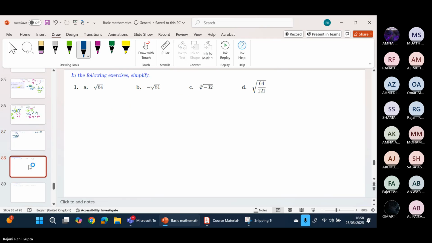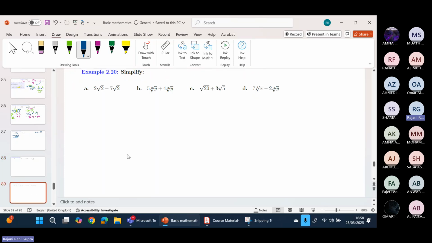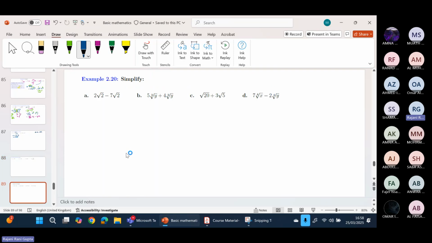Okay. Anything else you feel you need more things? I think you know this one also. These are like terms, both are with root 2. So you can write root 2 and 2 minus 7. That gives you minus 5 root 2. Here also, what is important is that the variable term should be the same.